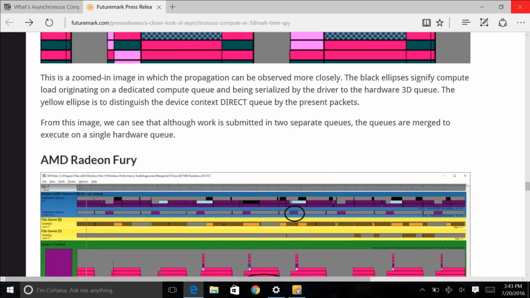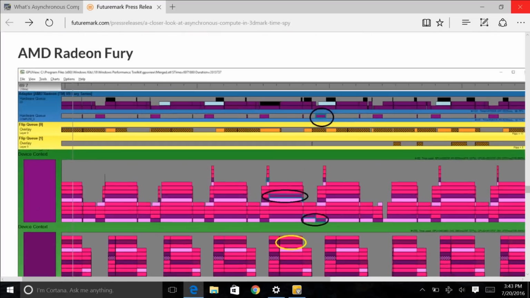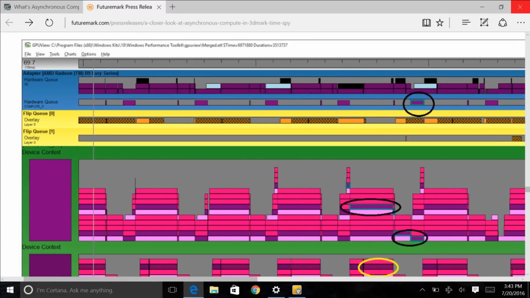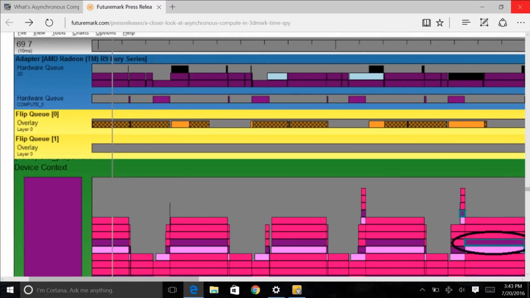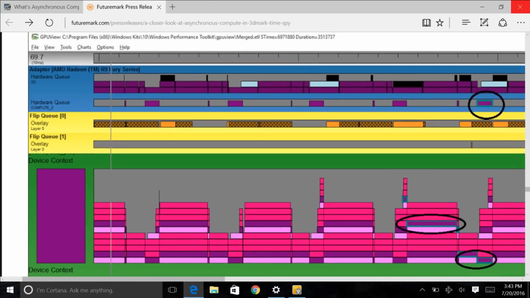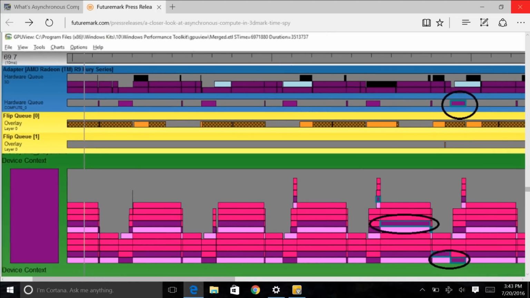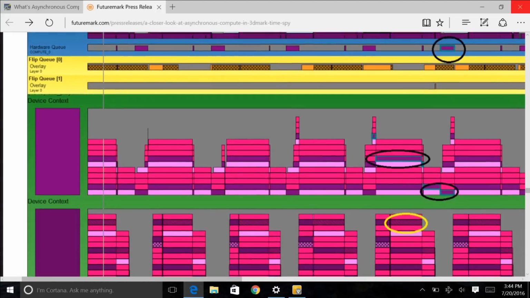Okay, that makes sense. Now, if I scroll down to the AMD Radeon Fury, if we look at the top here, you can see that there are two active queues, right? We have the hardware queue, the 3D queue, and the compute queue, and those are running in parallel. And you can see how the flip and the fences are working throughout this.